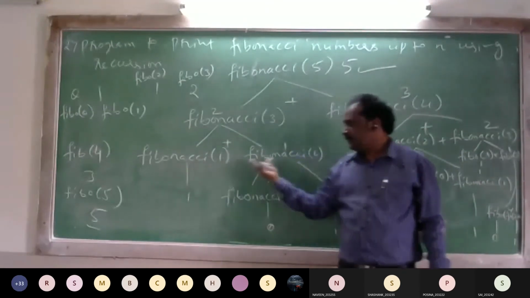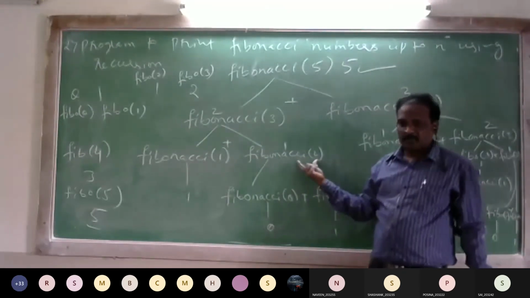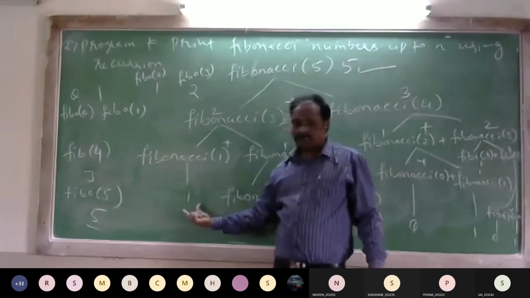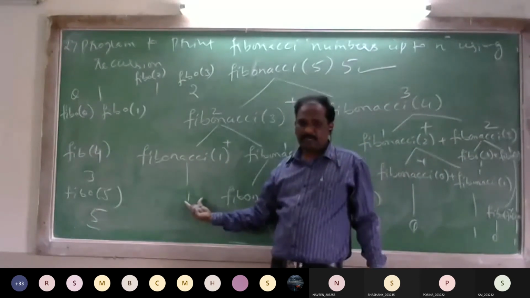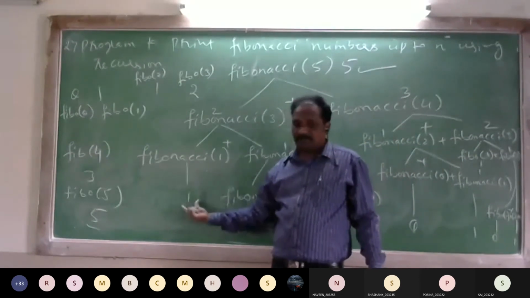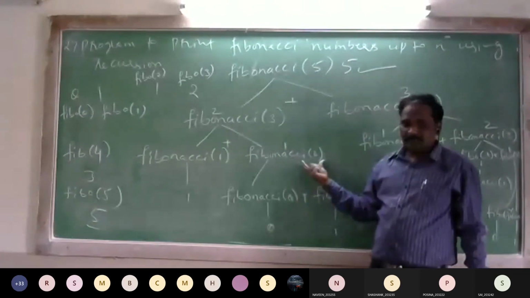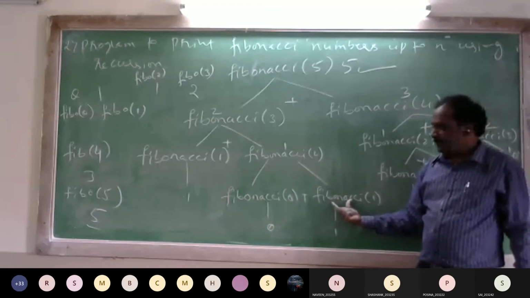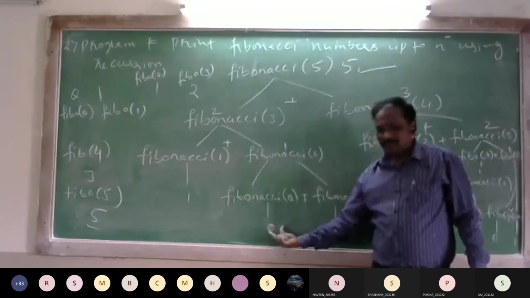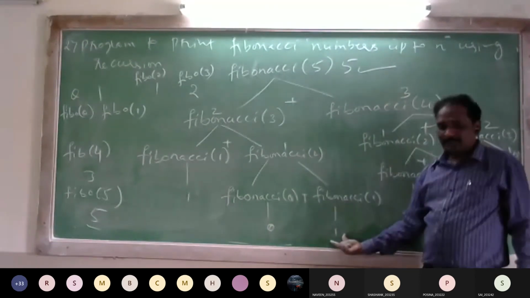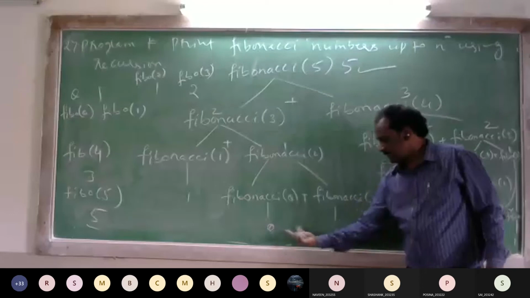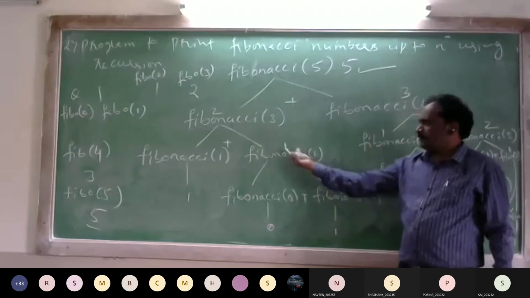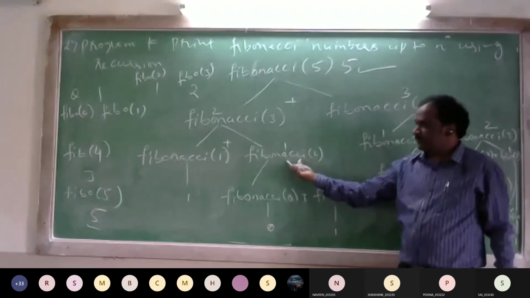Fibonacci of 3 is dependent on Fibonacci of 1 and Fibonacci of 2. But Fibonacci of 1, we know that the series starts from 0 and 1, so Fibonacci of 1 is 1. But we don't know what Fibonacci of 2 is. Fibonacci of 2 is nothing but Fibonacci of 0 plus Fibonacci of 1. Fibonacci of 0 is a base case, and Fibonacci of 1 is a base case. So with the base values, 0 plus 1 is 1. So Fibonacci of 2 is 1.